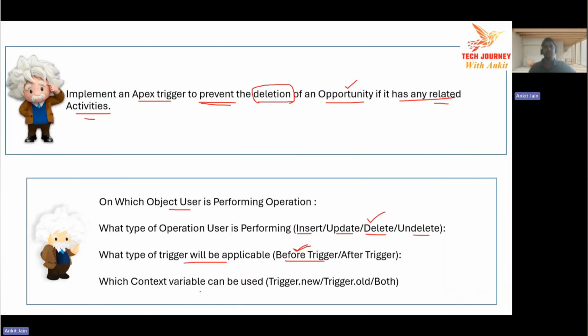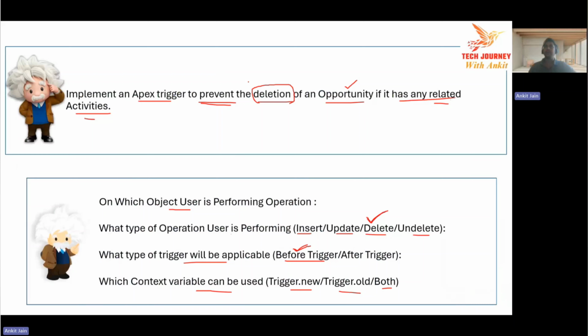Next one here is which context variable will be used. Now you have to perform the delete operation. In the case of delete operation, would you use trigger.new, trigger.old, or both? I hope you guys are answering this and putting it in the comment section before you move further. It is a way of building your confidence as well. You can validate that you have understood this particular scenario. It's completely fine if you get it wrong. I will definitely help you understand why you are going wrong.